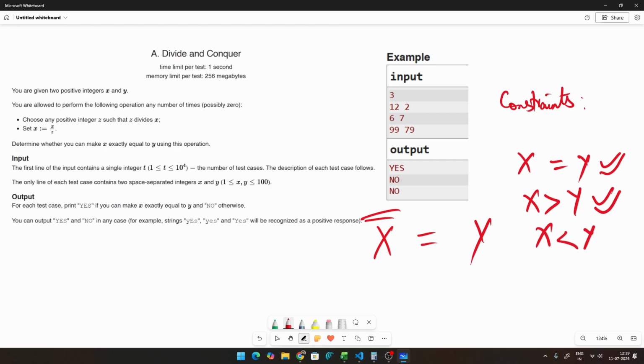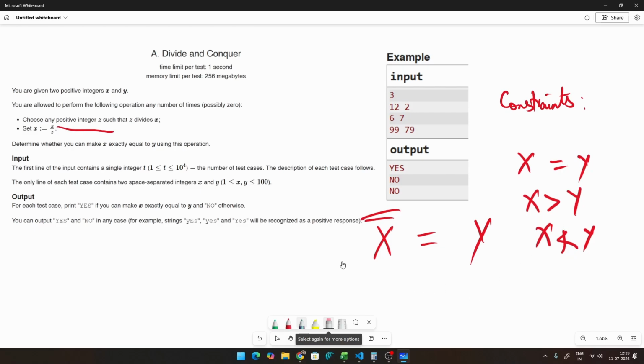In any case where y is greater than x, it is not possible to convert x into y, especially when you're dividing, because division will always reduce the value of x only. It will never increase, and you're never supposed to do 0.5 or a decimal, because they're saying z is a positive integer only. So we know one constraint already.